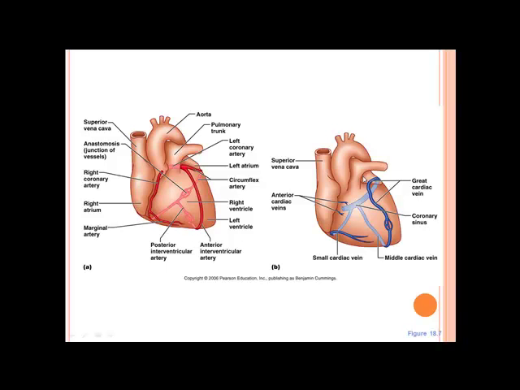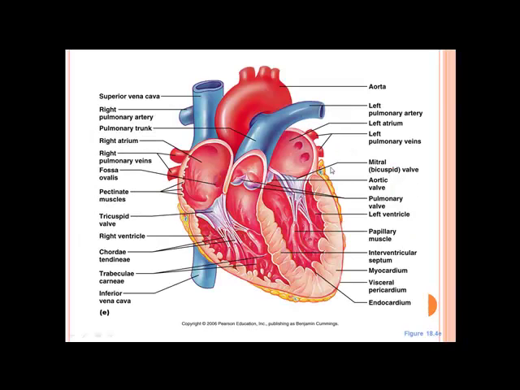Here we're going to have our great cardiac vein, which will be lying right alongside our anterior interventricular artery. Another name for the anterior interventricular artery is the widowmaker. That is the artery that usually gets a blood clot when you get a massive heart attack.